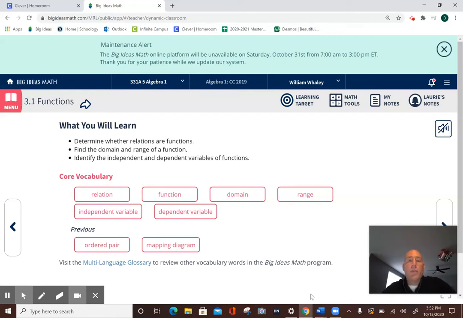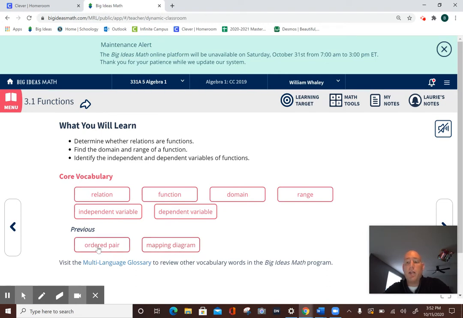Hey guys, this will be our chapter 3.1 notes, and I'm going to use the book on this one because a lot of this is just introductory stuff. So we're really going to have to understand concepts. First, we're looking at some things you're supposed to know from previous definitions.